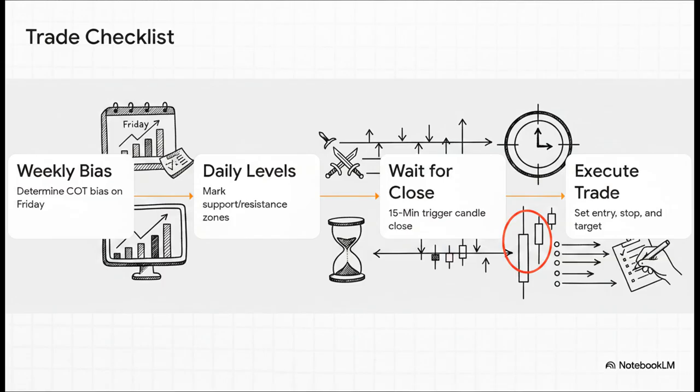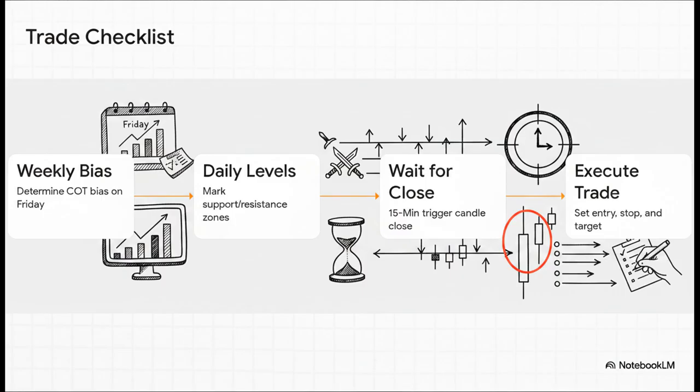We're shifting from theory right into practice here. Step 1 actually happens before the trading week even starts. Determine the weekly COT bias on Friday afternoon. Write it down and literally stick it to your monitor. Step 2. Mark your daily key support and resistance levels every single morning. Those are your battlegrounds for the day.